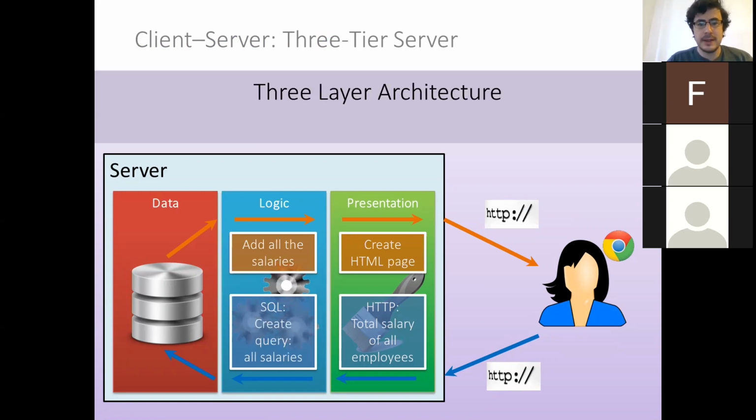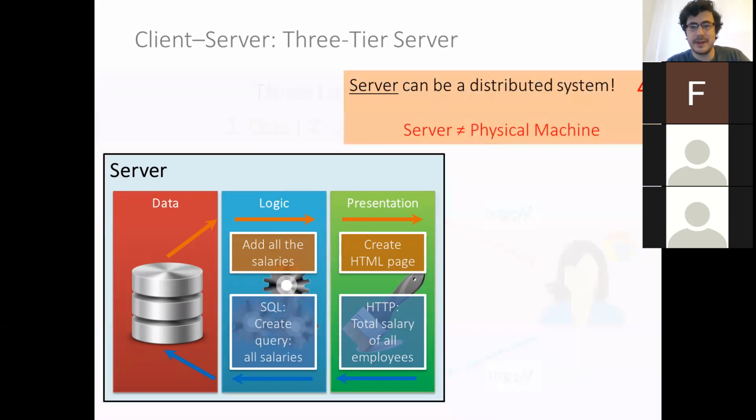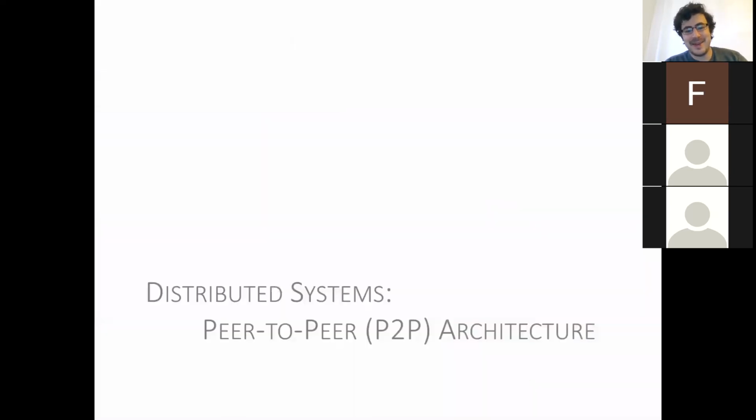Okay. So this is what we call a 3-tier server, 3-layer architecture, where we have data, logic, and presentation. Just to mention that these servers can be complex. So the server can be a distributed system, and I don't mean here that a server is a physical machine. In other moments, when I talk about a server, I will actually mean a physical machine, which is a little confusing, but I'll try not to.